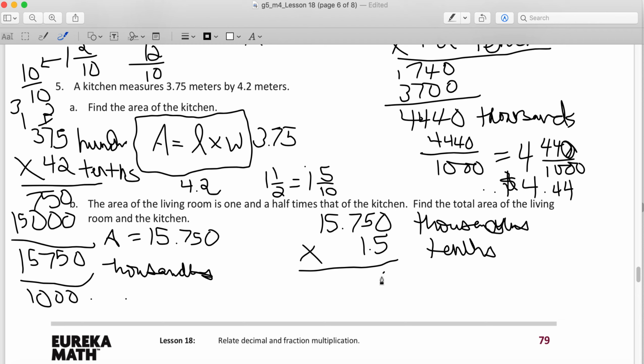So 5 times 0 is 0. 5 times 5 is 25. I'll carry my 2 up here. 5 times 7 is 35. Plus 2 is 37. Put my 7 here. I'm going to put my 3 here. Is everybody with me? Still working on the 5. Let's recap. 5 times 0 is 0. 5 times 5 is 25. Here's my 5. Carry the 2. 5 times 7 is 35. Plus 2 is 37. So here's my 7 and my 3 is here.